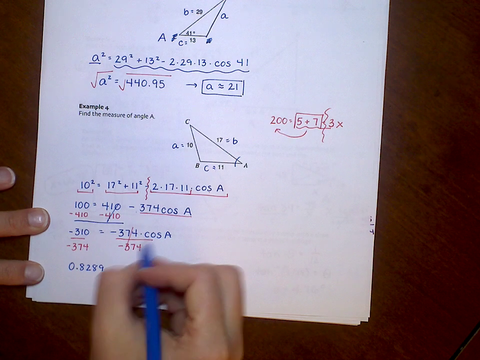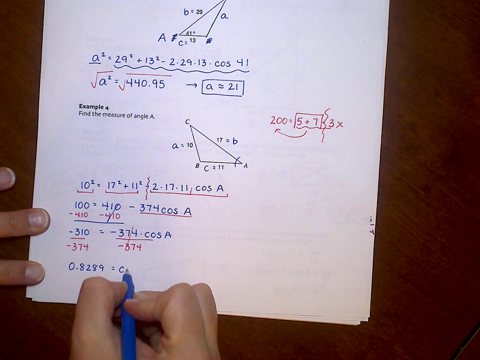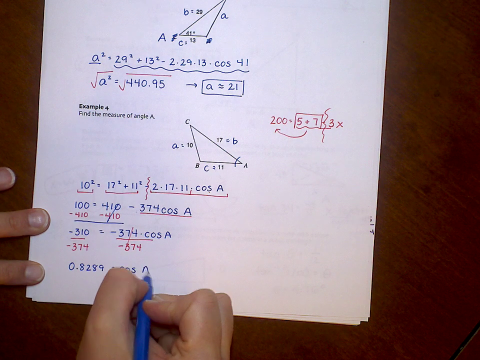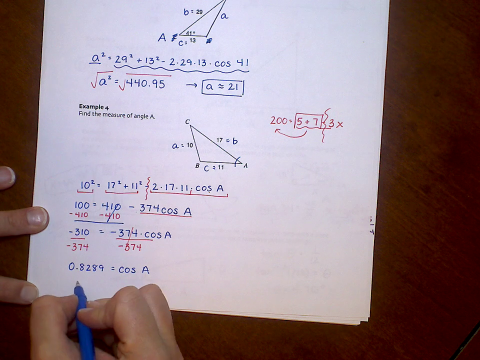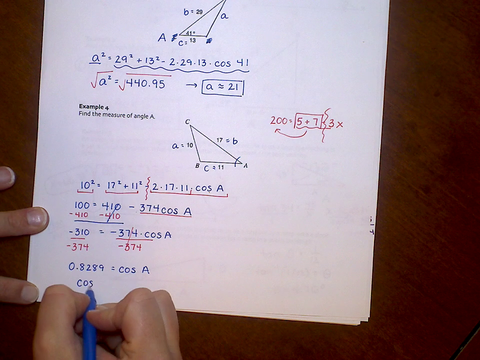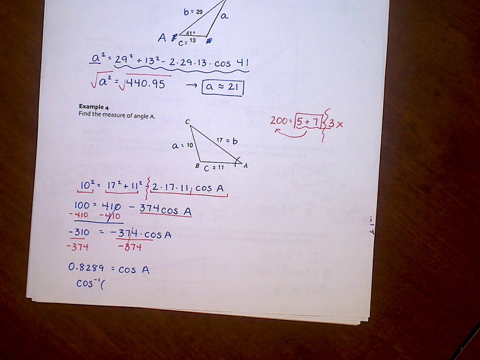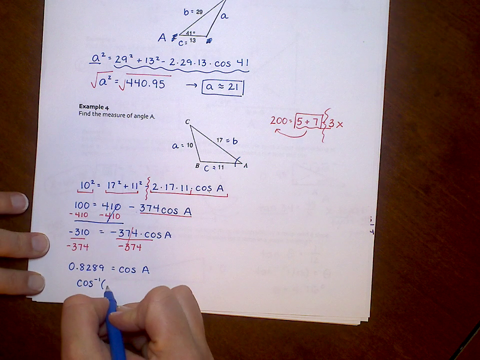And once again, that's kind of a weird answer until you remember that that's actually equal to the cosine of A. And once again, because I'm looking for an angle measurement, I'm going to have to do an inverse. So I'm going to do inverse cosine of this value. And I end up with 34 degrees.